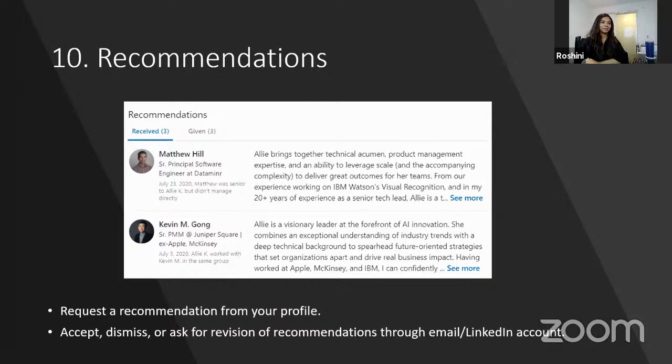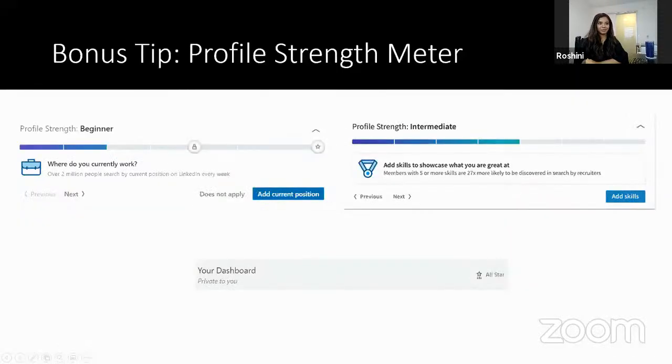One last bonus tip. The last bonus tip that we have is the profile strength meter. You must have seen this when you opened a new LinkedIn profile. It shows whether your profile strength is at beginner level or intermediate level. It gauges the completeness of your profile. This profile strength will typically be below your top card information, and then you can hover over the meter to figure out what the different steps are that you need to complete to increase the strength of your profile.